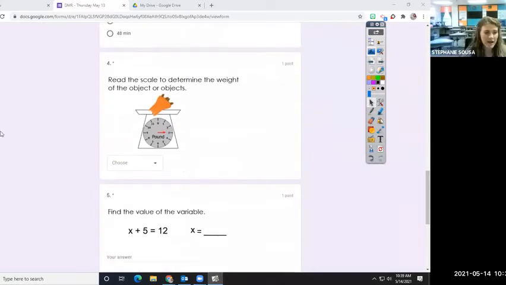All right, next up, read the scale to determine the weight of the objects. We are in pounds. We start at 0, we go past 1, past 2, and we're at 3. I don't even know what that object is. Is it carrots? I think it's carrots. This object is 3 pounds.